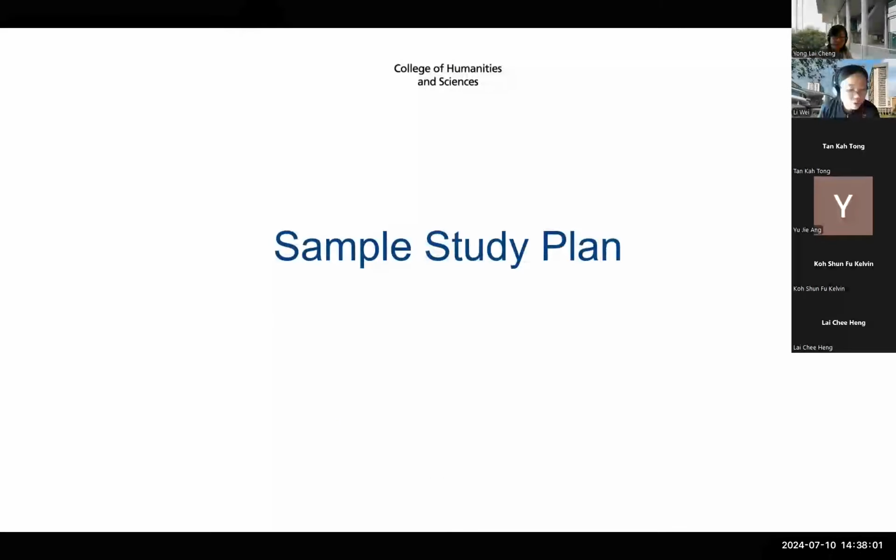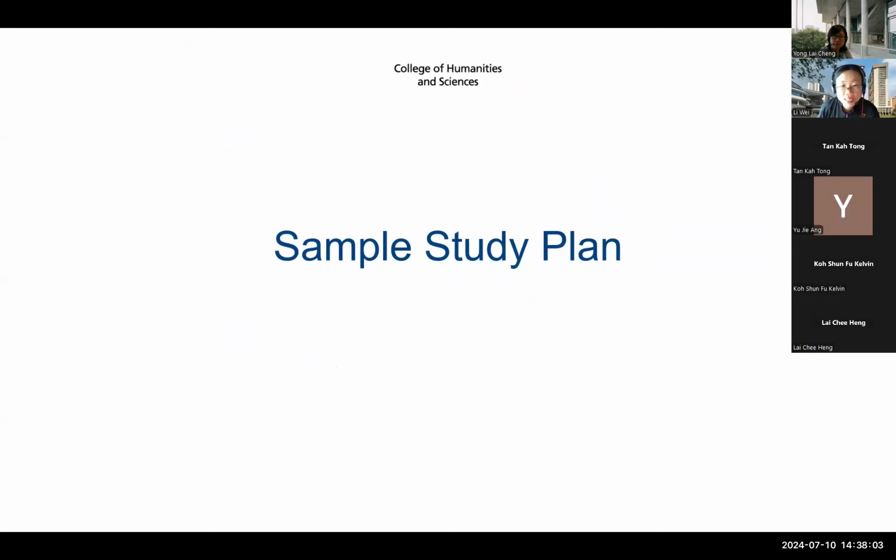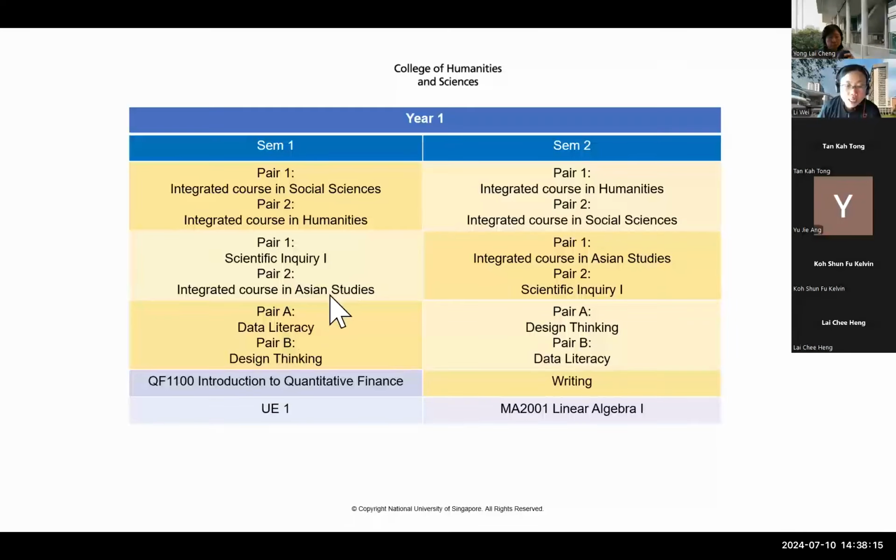Now let me show you a study plan. That is only a sample. You can make your own study plan according to your major and second major. Okay, this study plan is for QF major. In the first semester, you only take one QF course, QF 1100, that is the gateway course. And in the second semester, you take MA 2001, the linear algebra 1.